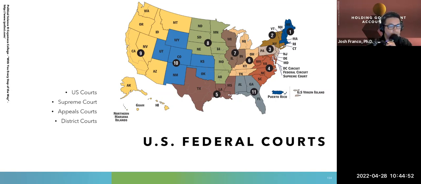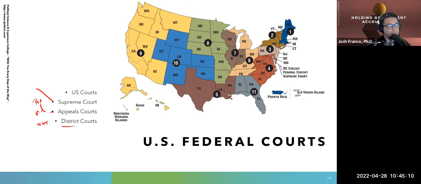So here we have the U.S. federal court system, and we'll go ahead and draw a couple of things here. Note that for the U.S. federal court system, we have the top level, which is the Supreme Court. Then we have the middle level, which is the appellate courts. And then we have the starter level, I don't want to call it the bottom level, for the district courts.